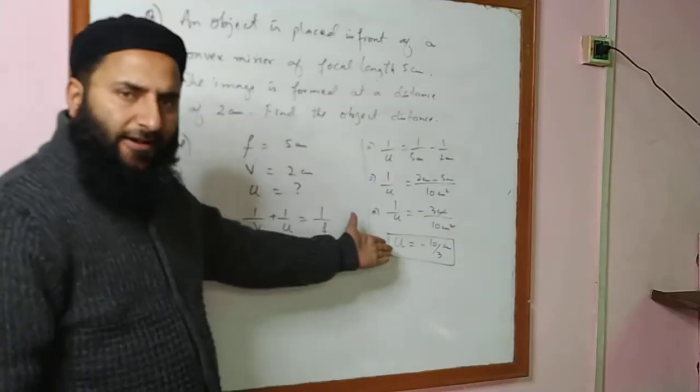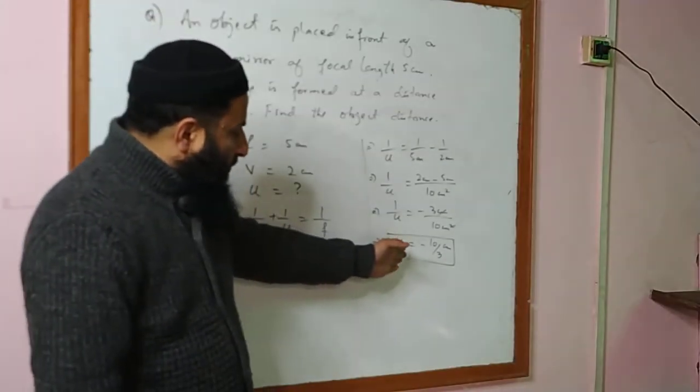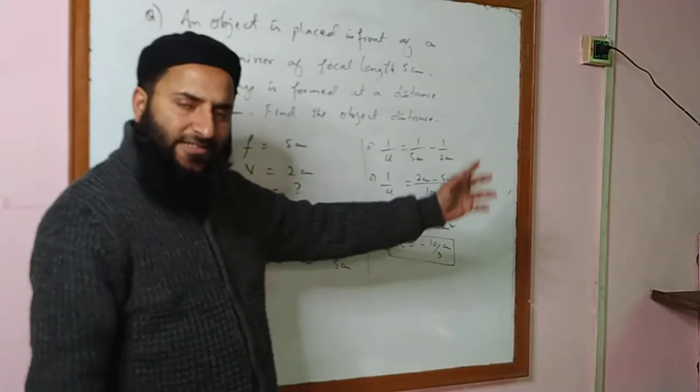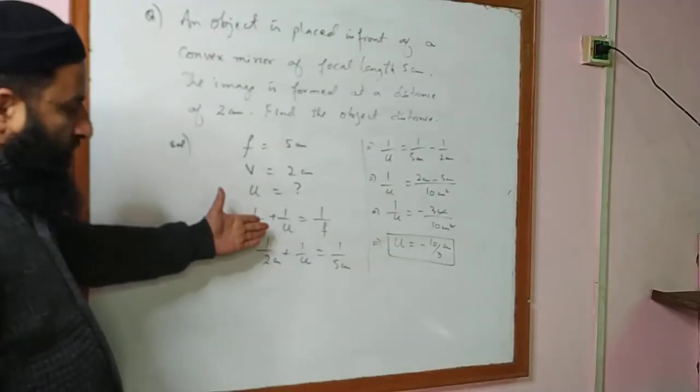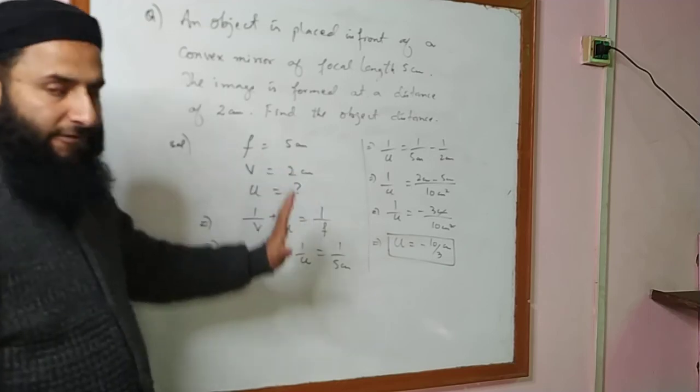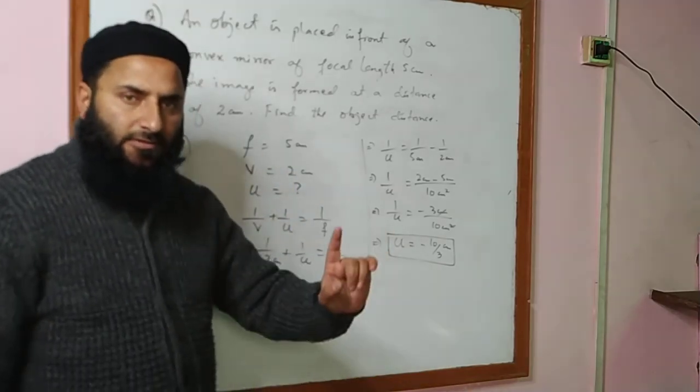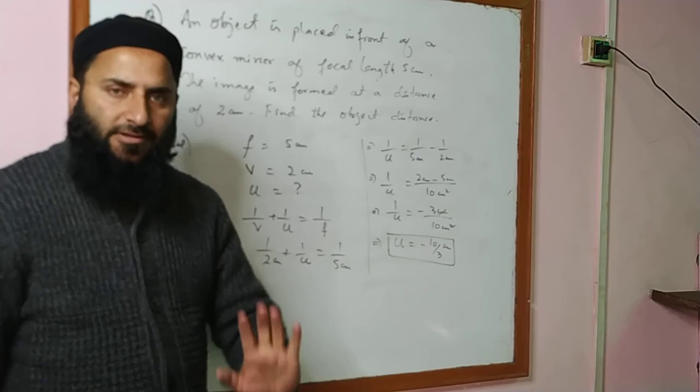So we calculated the value of u. The object is placed at a distance of 10 upon 3 centimeter. This is how we can use the mirror formula to calculate the value of any of the 3 variables. But the values of 2 variables should be known.